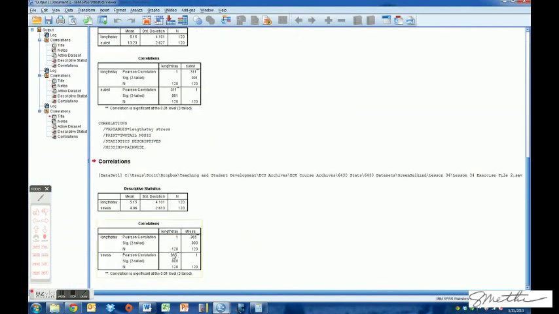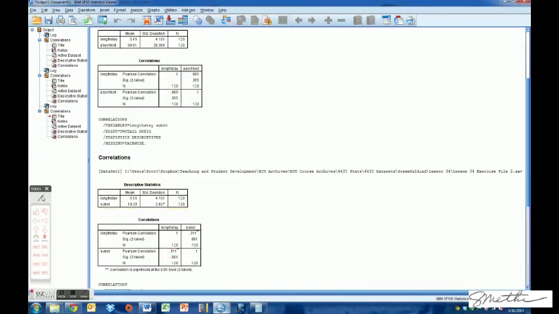Bivariate correlation. Get rid of length of stay. I'm sorry, get rid of substance abuse. And now let's go to stress and just hit OK. And now we have a 0.36, 0.37 relationship. It's close to a 0.40. So each one of these, we found a stronger relationship than in the prior.